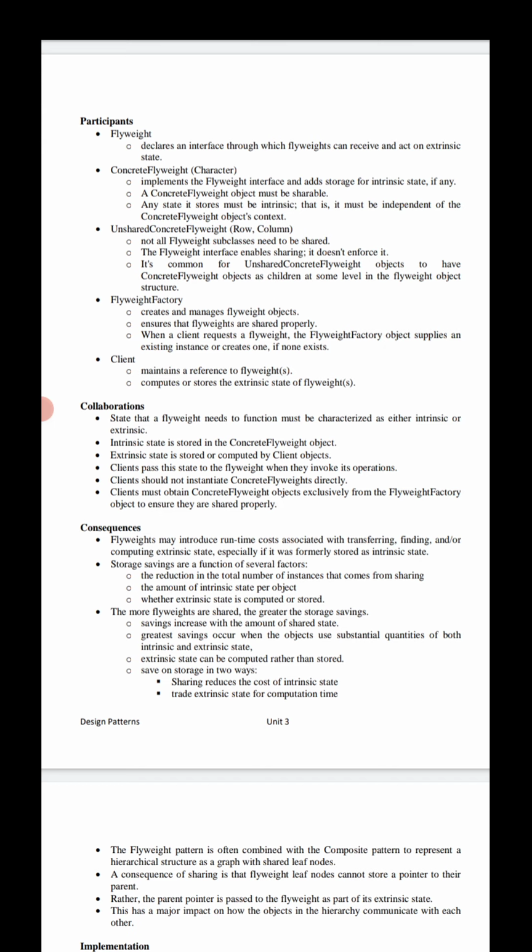And coming to the third participant, unshared concrete flyweight, it consists of some rows and columns. Not all flyweight subclasses need to be shared. The flyweight interface enables sharing. It does not enforce it. So it is very commonly useful for unshared concrete flyweight objects. We need to have some concrete flyweight objects as children at some level in the flyweight object structure, as the row and column classes have.